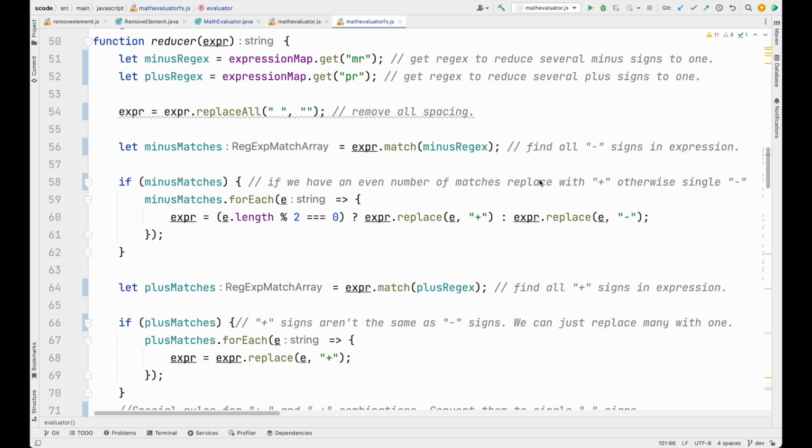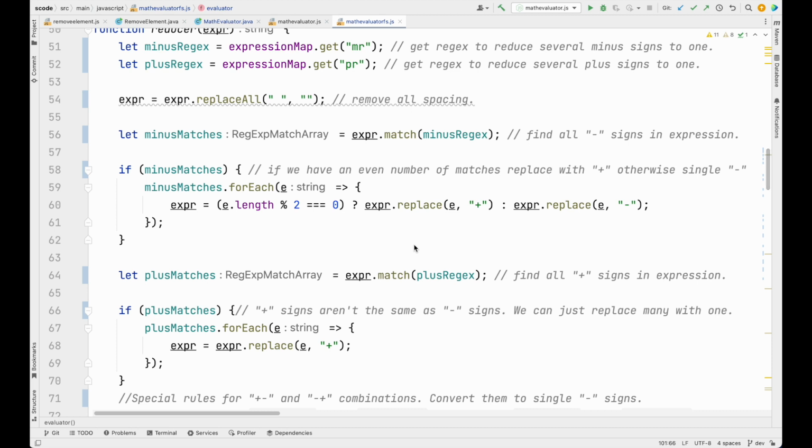The very next line, the minus matches, what that's doing is finding all of the minus signs in the expression. It could be singular minus signs, or a contiguous block of minus signs. So think of like 3 consecutive minus signs or 4 or 5 or however many. It's going to find them, and then it's going to go through each of the matches that it has, or each of the minus signs that it finds, each minus sign represented as a separate string or maybe a contiguous block of minus signs. It's going to go through them, and it's going to check the length.